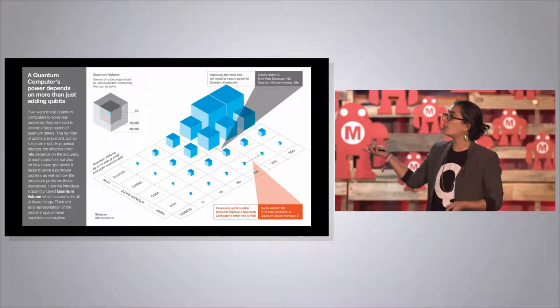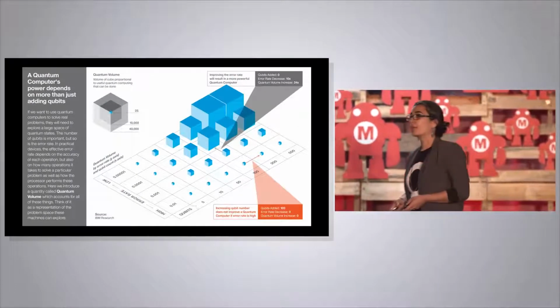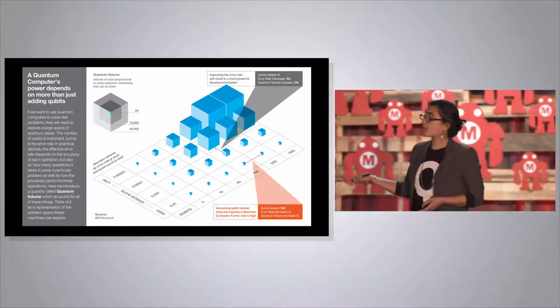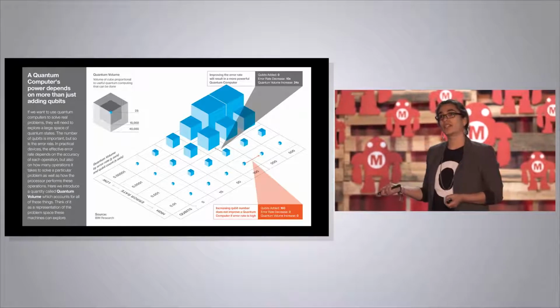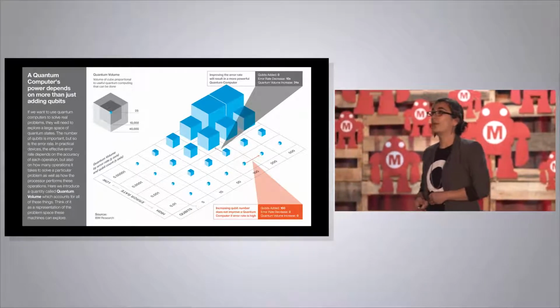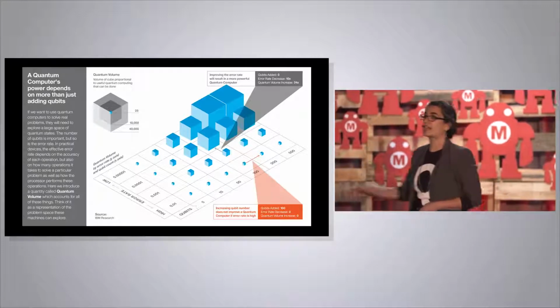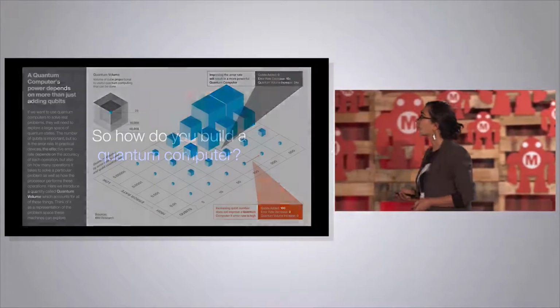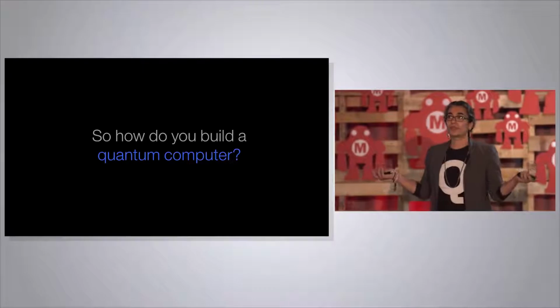So we're promoting a new metric called quantum volume, where we're saying, okay, if you increase the number of qubits, you can get to higher computational power, but not if you have really high error rates. So we have to both move towards lower error rates and higher qubit count, okay? So how do you actually build a quantum computer, right?